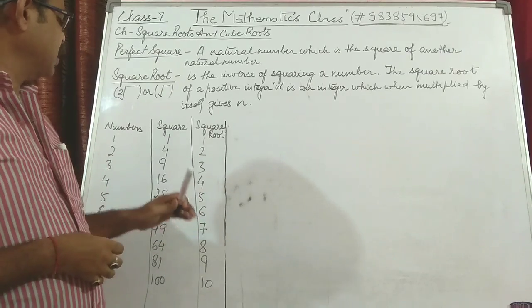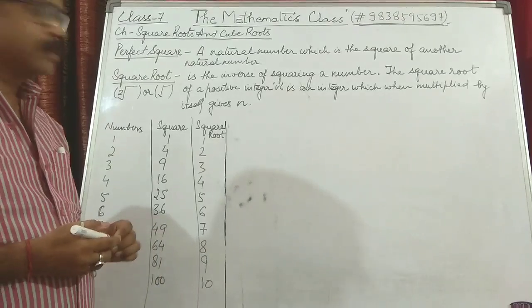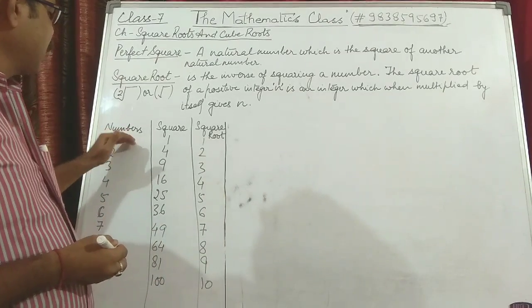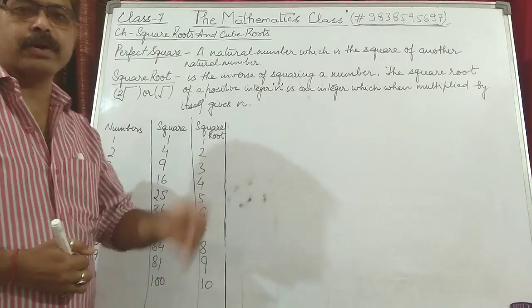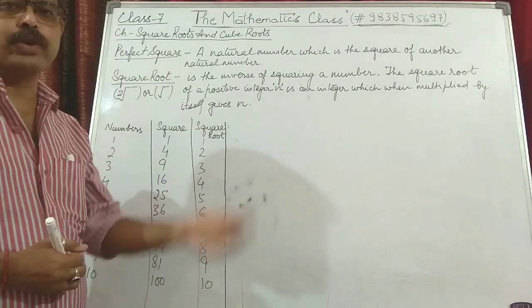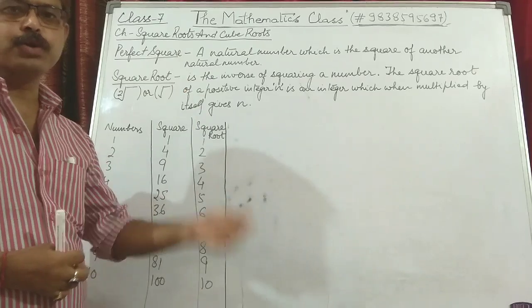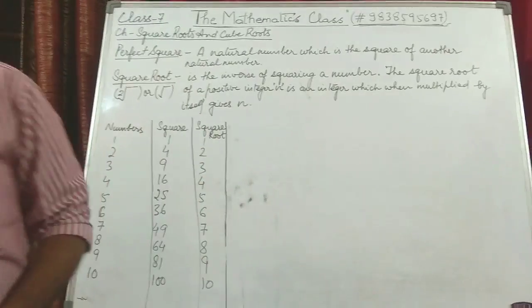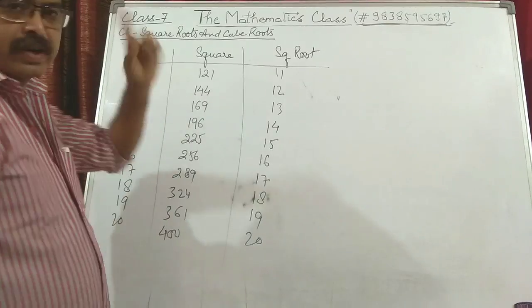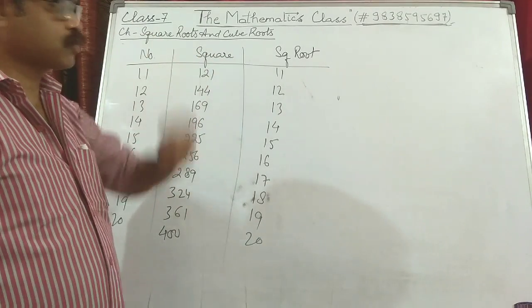Now we move on to some other numbers. I will be making up to square numbers, this is 1 to 10. You need to memorize the square and the square root of numbers from 1 to 20. So next I will be making the table from 11 to 20. We discussed the numbers from 1 to 10, their square and their square root.